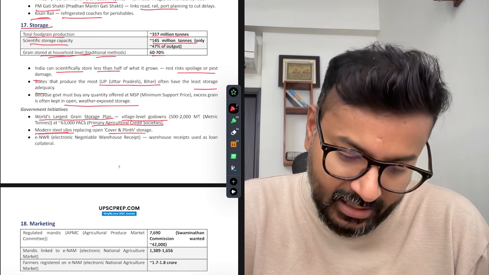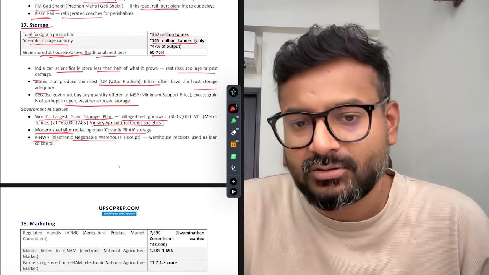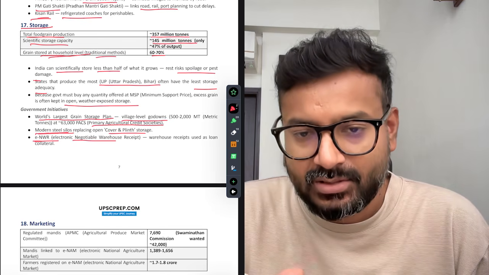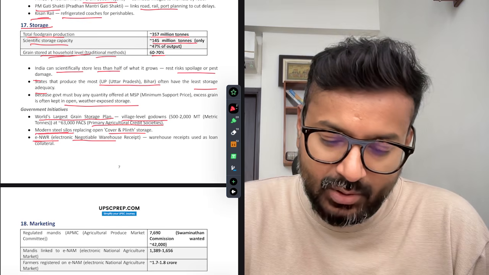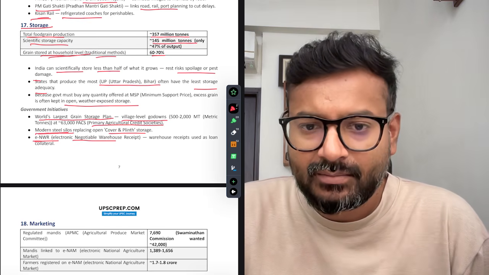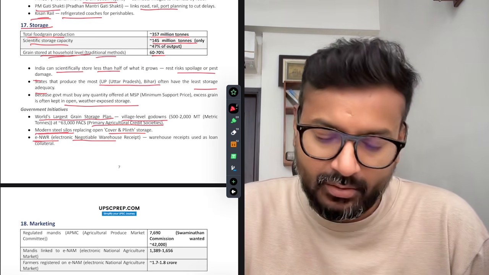There is also the electronic negotiable warehouse receipt. Once farmers deposit their produce in these warehouses, they get an ENWR receipt, which they can pledge as collateral and get loans from the banks.